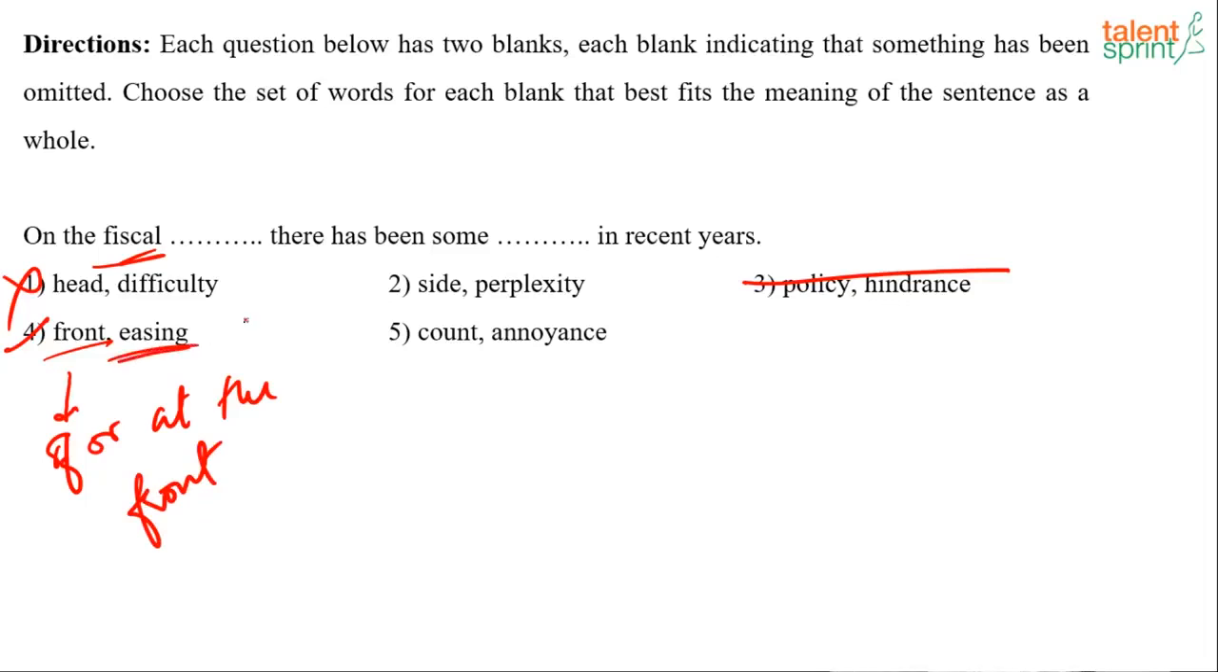What is the meaning of fiscal? It is relating to government expenditure. Alright, so in that front there has been some easing. That means some leverage has been given over there. Alright, so that is the right answer. 4th one is the right answer for that. Let's move on to the next question. Yes, fiscal policy. Collocation. No. Alright, moving on to the next question.